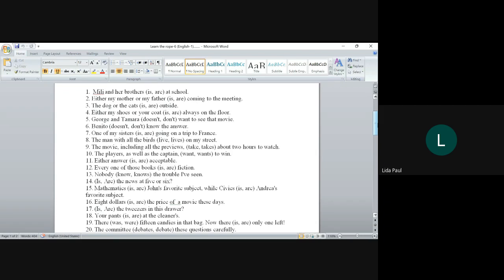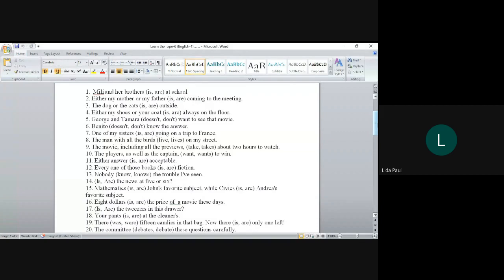The players as well as the captain wants to win. Want. The players as well as the captain want to win, right? Because what's the subject here now, in the sentence? The players, right? Players, and players is what? It is plural, hence your verb also has to be plural. So the players want to win.